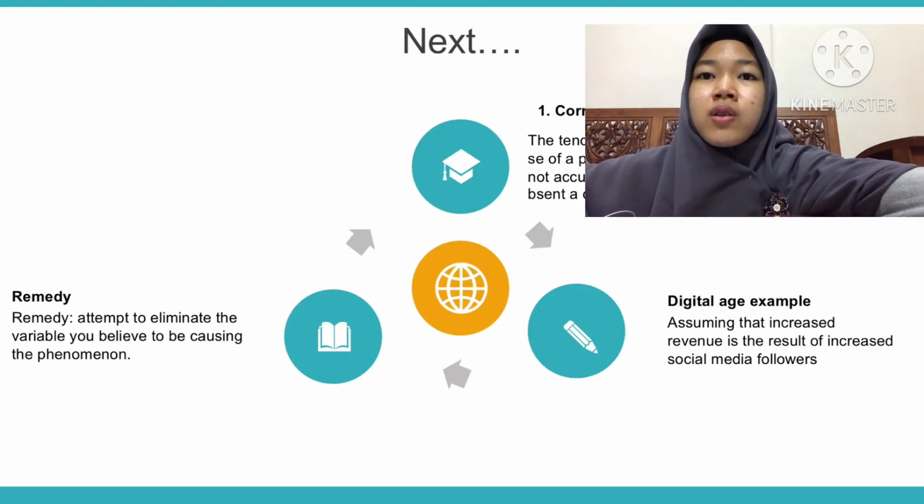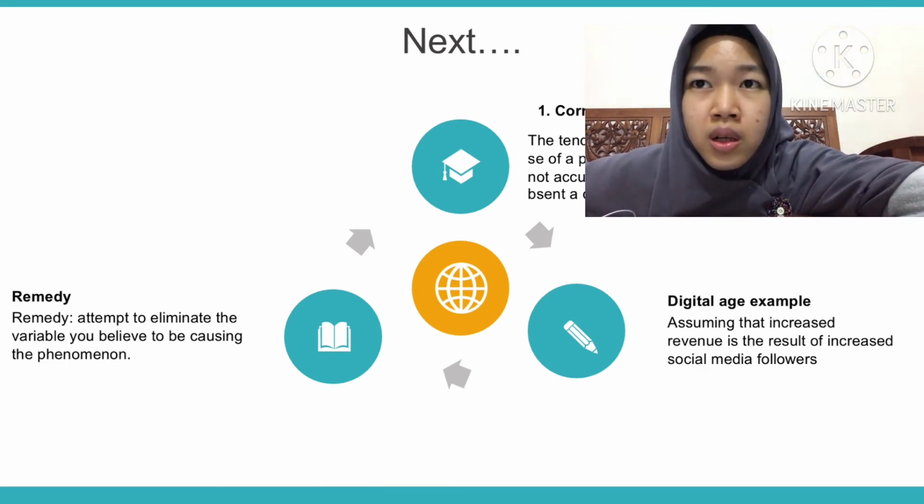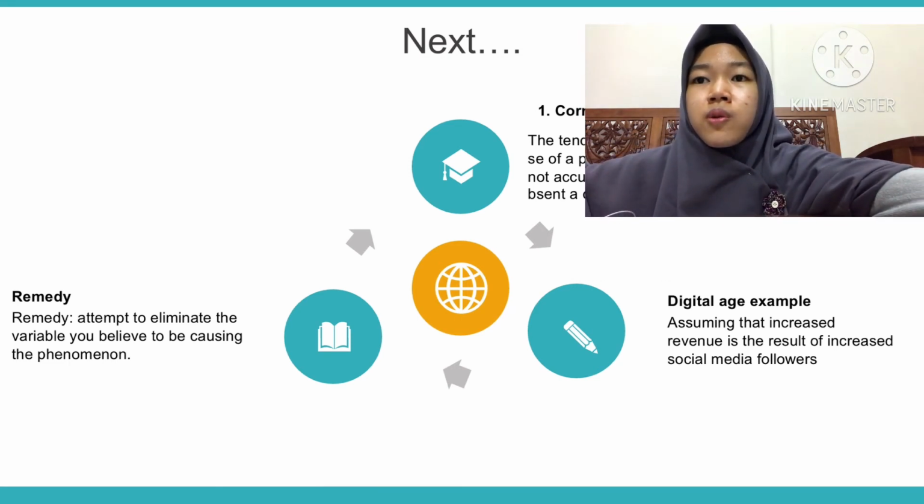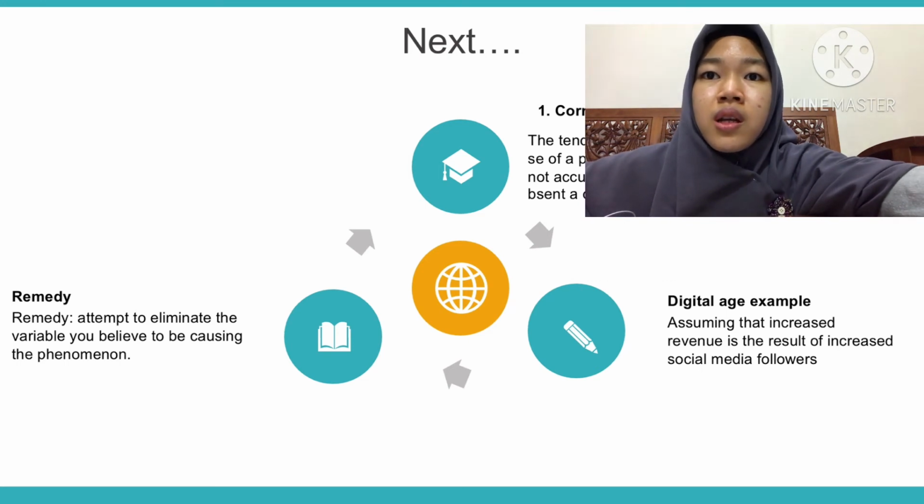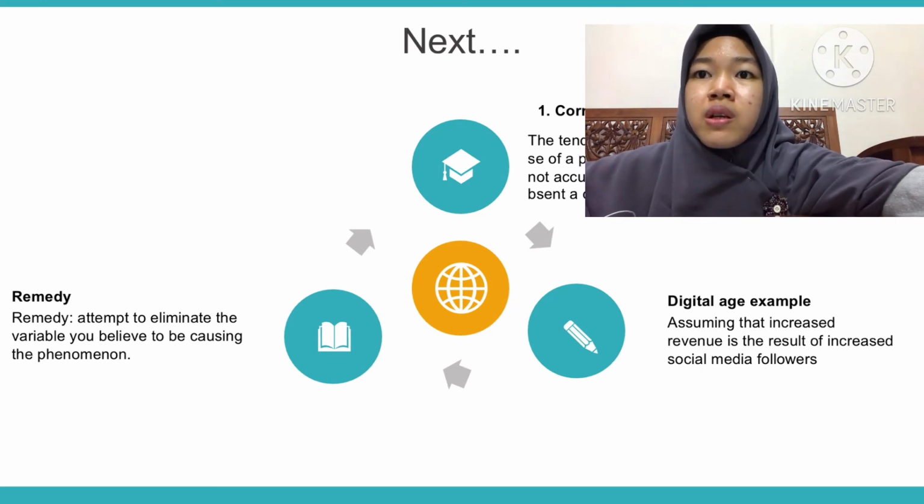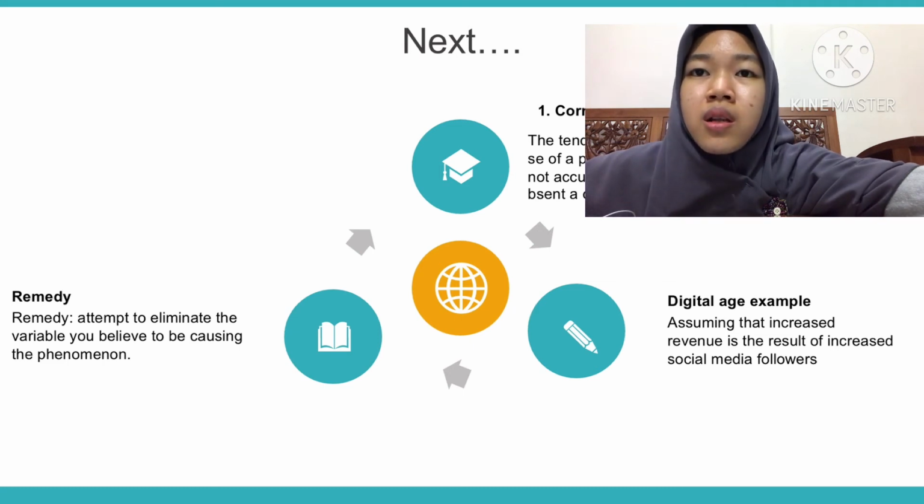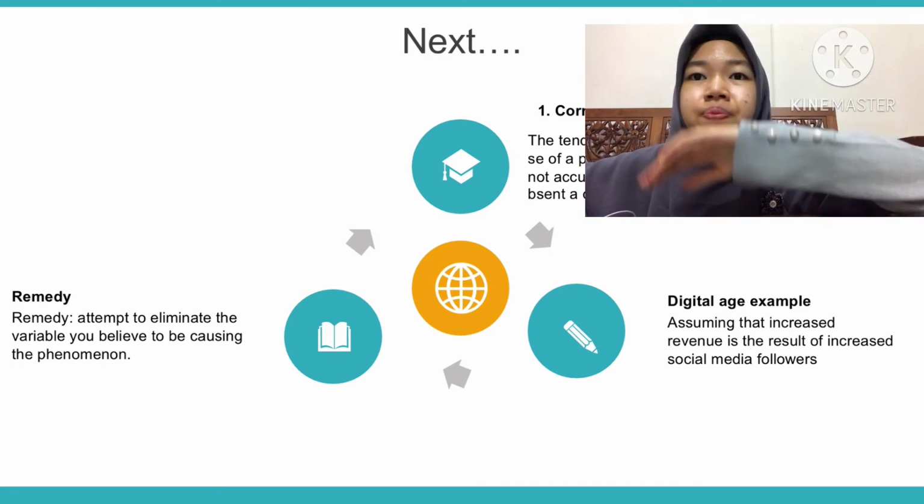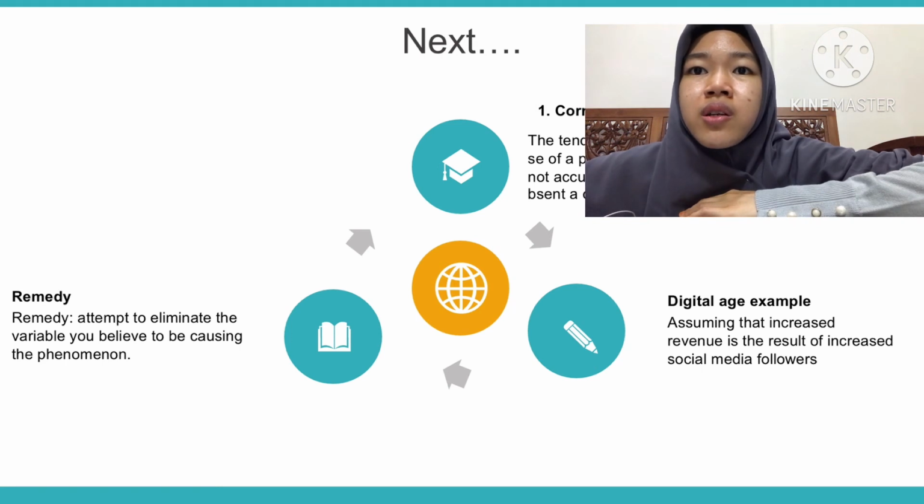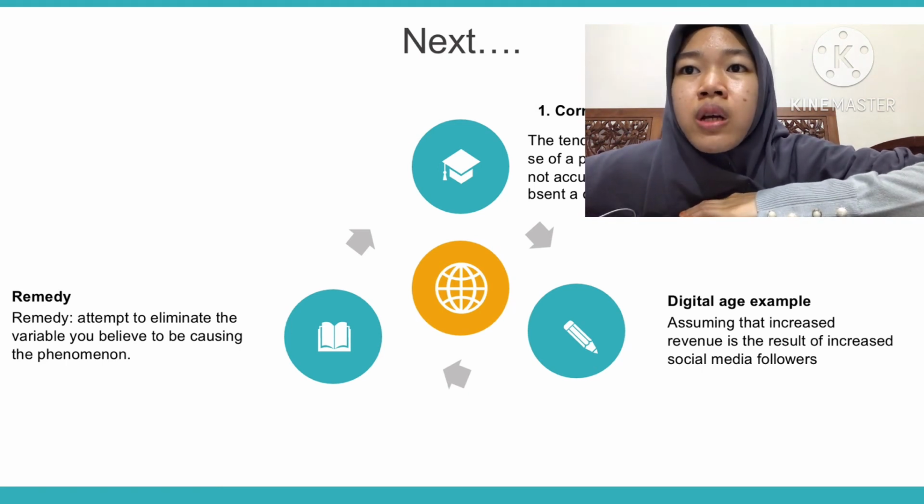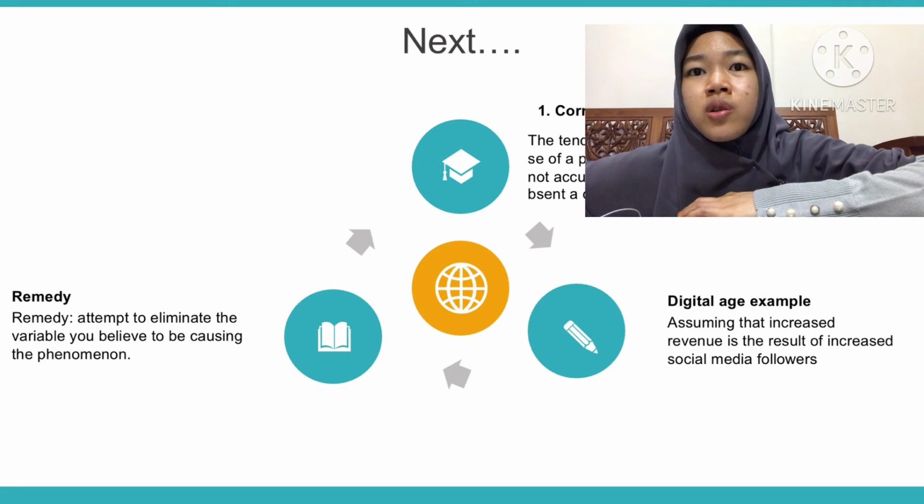The first is correlation mistaken for causation. Our first misinterpretation of data refers to the tendency of data analysts to mix the cause of a phenomenon with correlation. It is the assumption that because two actions occur together, one causes the other. It is not accurate, as actions can occur together absent a cause and effect relation. The digital age example is assuming that increased revenue is the result of increased social media.